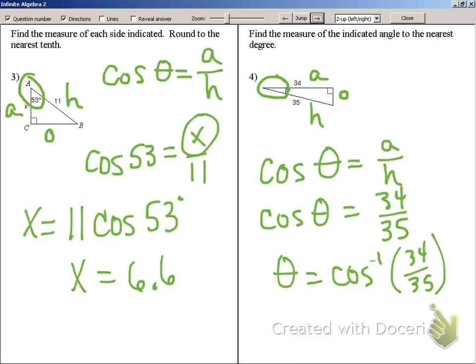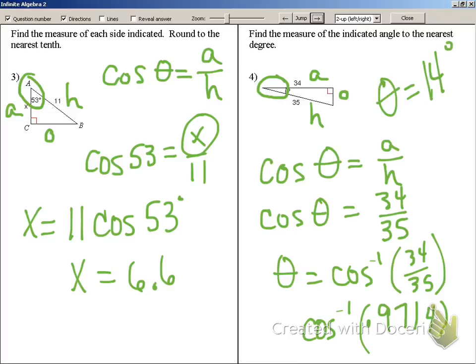So I'm going to say 34 divided by 35. And if you need to, write it as the 4 decimal place number. So it's 0.9714. And I'm going to take the inverse cosine of that. So I have approximately 14 degrees. So theta equals approximately 14 degrees because we round to the nearest degree. The inverse cosine of 34 divided by 35.